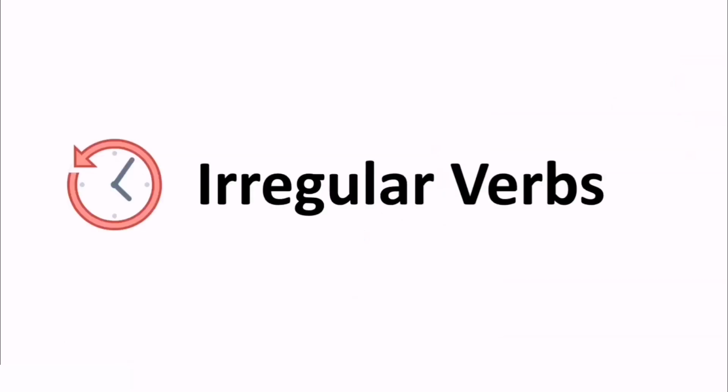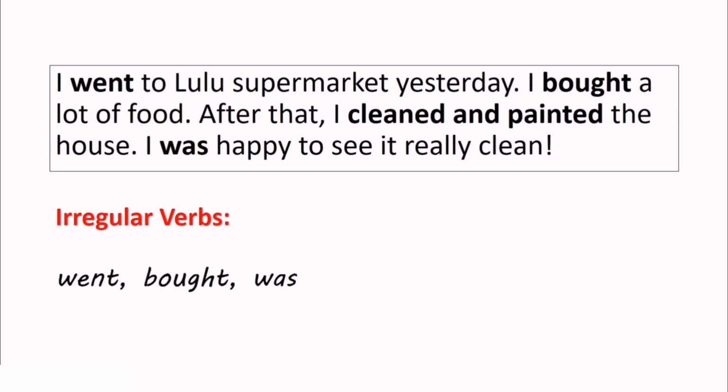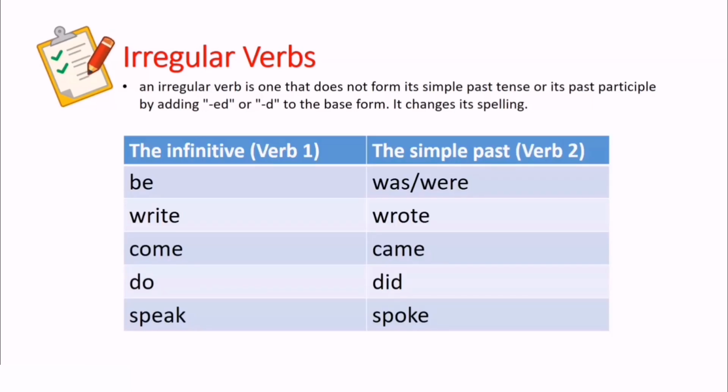Let's continue with irregular verbs. Do you remember this text message? Please take note that went, bought, and was are all irregular verbs. Remember this: an irregular verb changes its spelling. Here are some examples for you. Please take note that the infinitive is also called verb 1 and the simple past is also called verb 2. Be, was, were; write, wrote; come, came; do, did; speak, spoke.